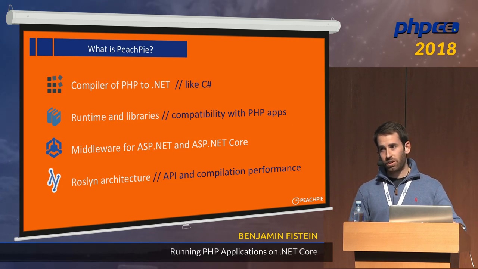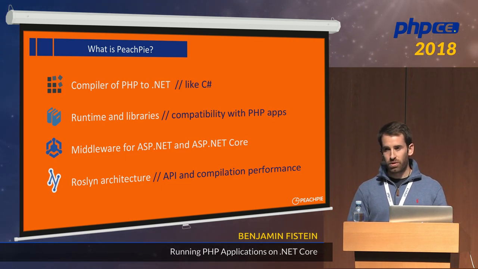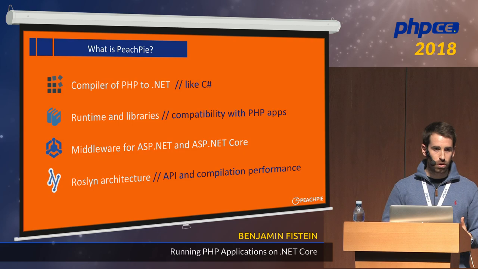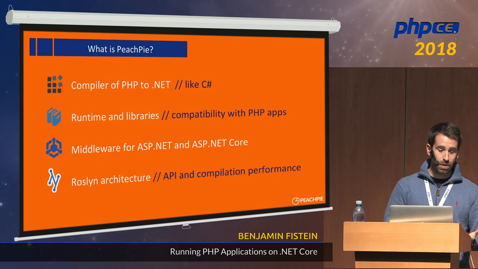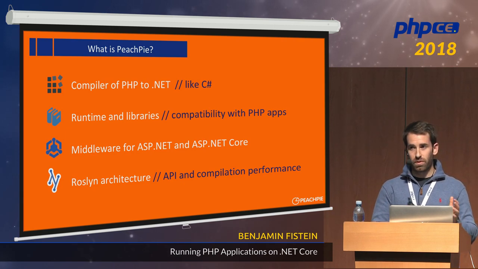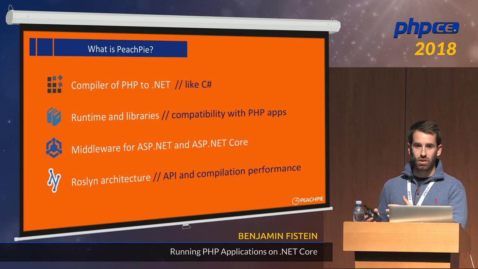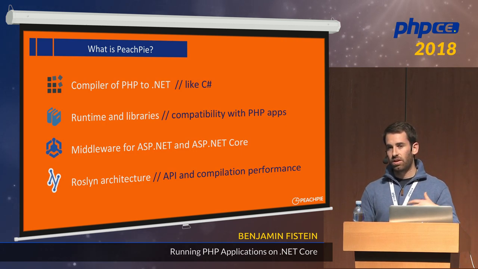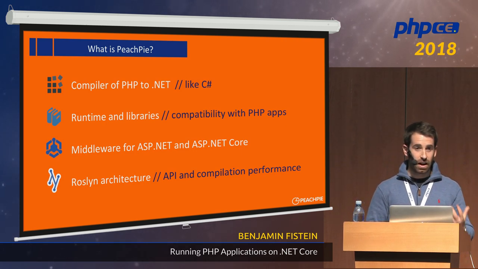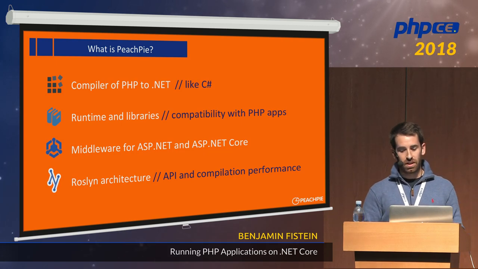And the Roslyn architecture gives us an additional performance boost. It solves a lot of the dirty work that Phalanger wasn't able to solve on its own, and also, because of Roslyn, we're able to compile both to the full .NET framework as well as .NET Core. And the big advantage of that is that it's cross-platform. It runs on any operating system, any device, as I'm going to demonstrate in the very end.